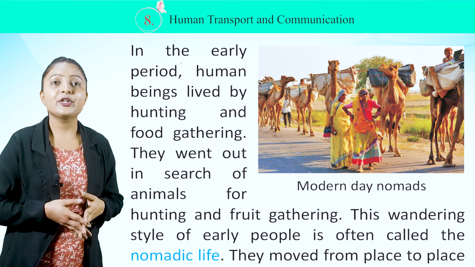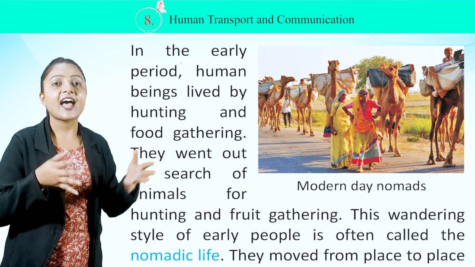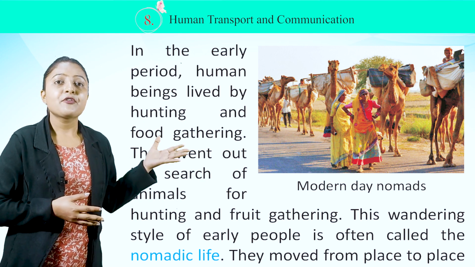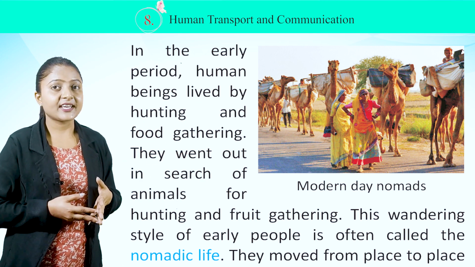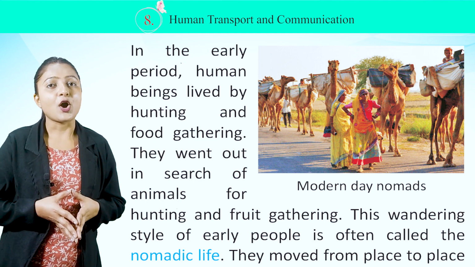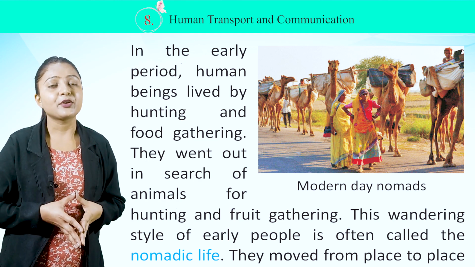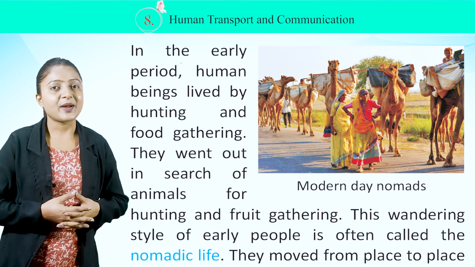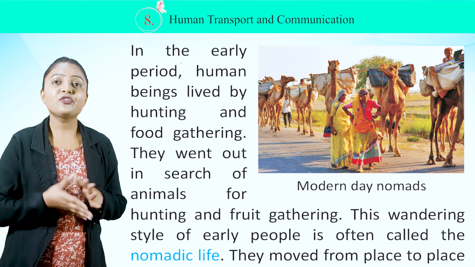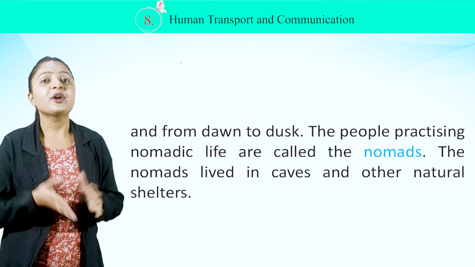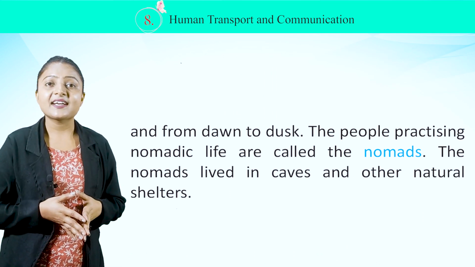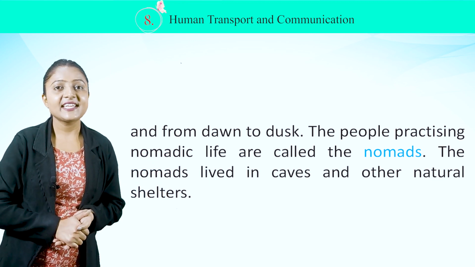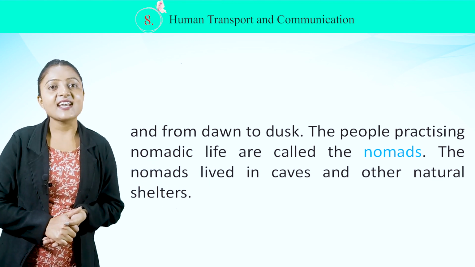In the early period, human beings lived by hunting and food gathering. They went out in search of animals for hunting and fruit gathering. This wandering style of early people is often called the nomadic life. In this picture, you can see modern day nomads. They moved from place to place and from dawn to dusk. The people practicing nomadic life are called the nomads. The nomads lived in caves and other natural shelters.